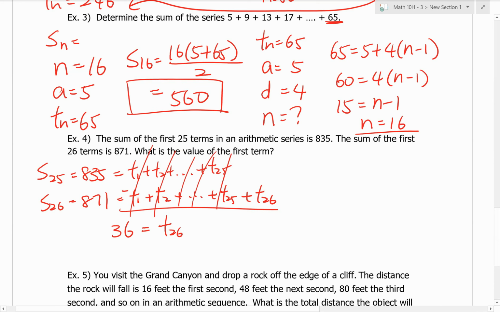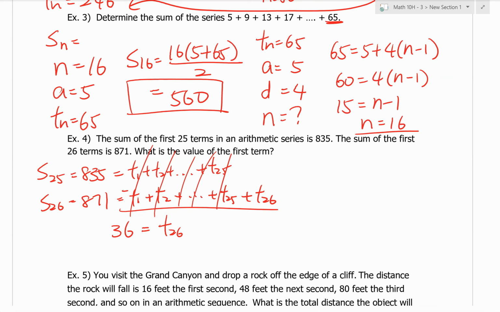So really, this also tells me that T26 is 36. Okay, does that make sense? T26 in this case is 36. Again, based on what it means by S25 and S26, I get this result. So now I actually gain a little bit more information.